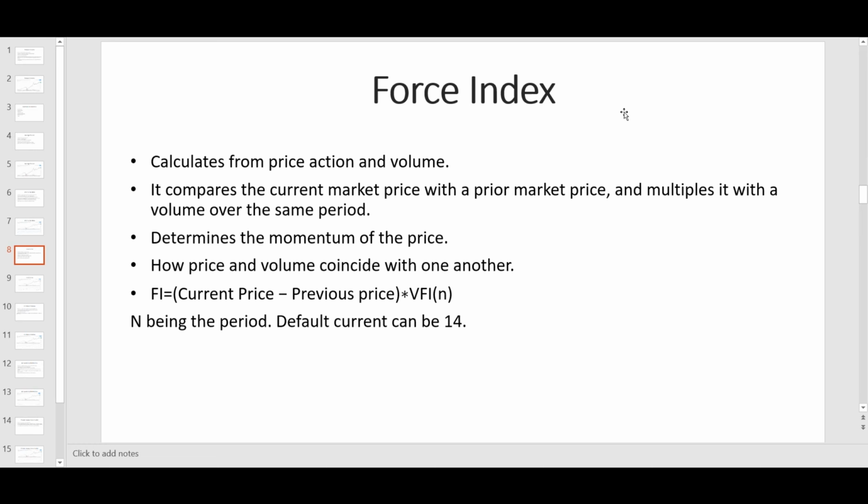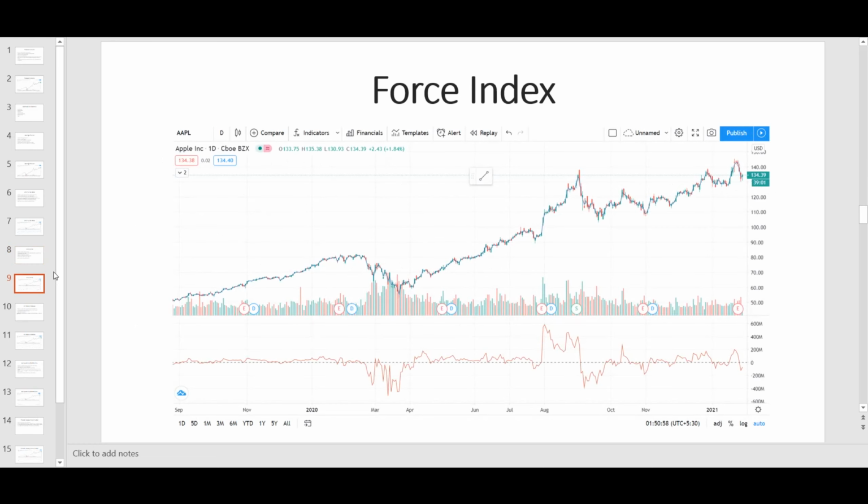Let us see how the chart looks. This is the force index. You can see a huge spike in the volume and price. The price decreases and the force index also decreases. Here you can see the volume increases drastically, and you can clearly see that the reversal of trend happened here, because after a huge volume increase, you can see a sudden increase in price.